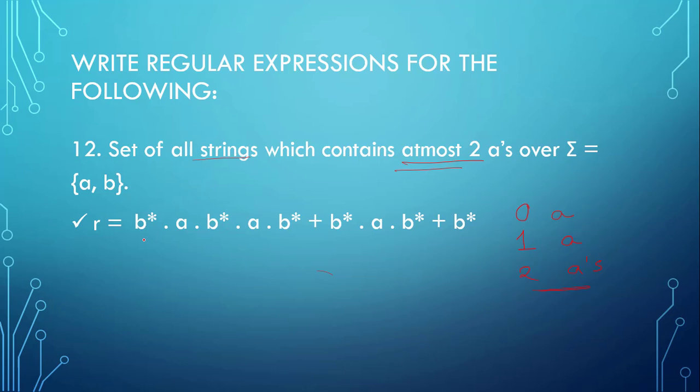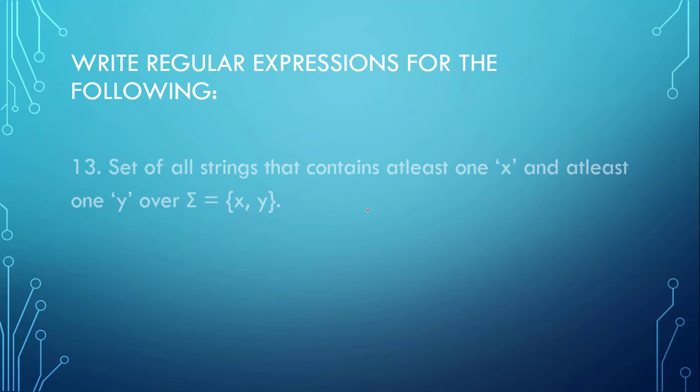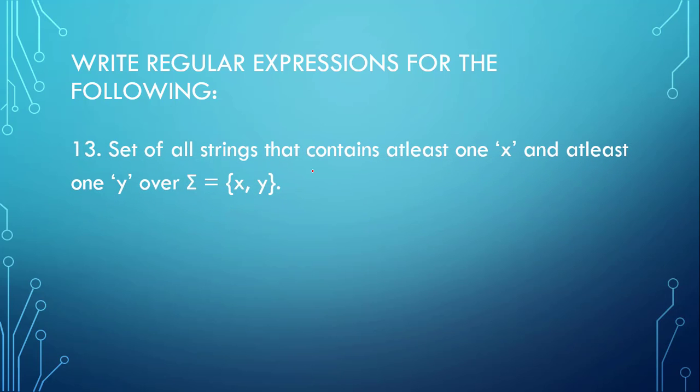Here as we can see that first part of our regular expression is accepting two A's, the second part is accepting one A, and last part is accepting zero number of A's to be present in our input string. So L of R generated will be BA, BAB, B and ABA. So here as we can see there are at most two A's, that is two A's in the first expression, one A and 0 A.